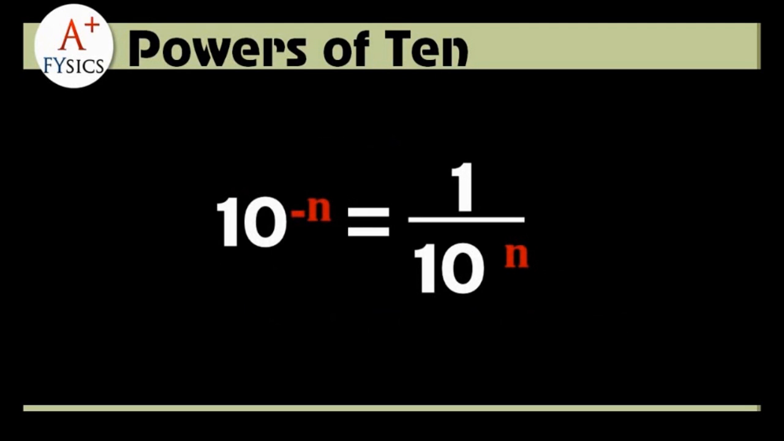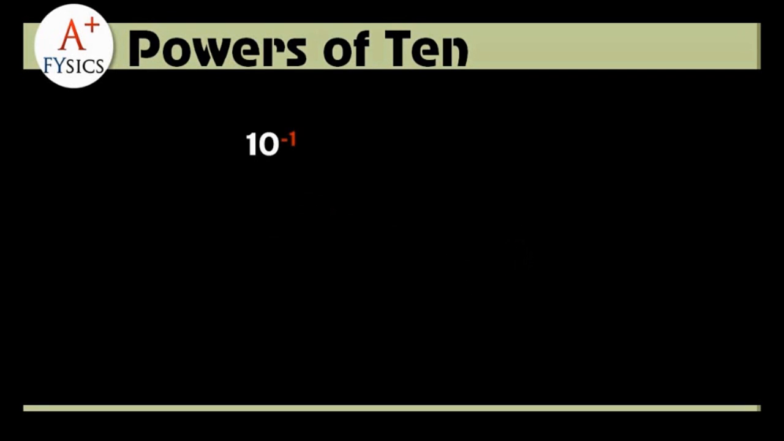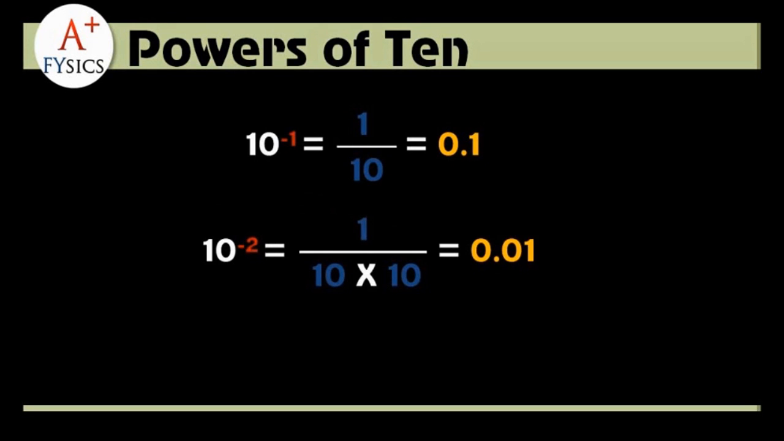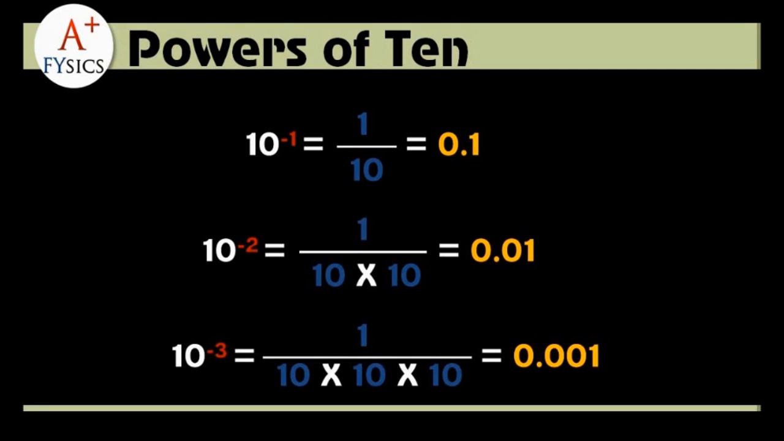What if the powers are negative? What does it mean then? Writing 10 to the power of negative n means that we have 1 divided by 10 to the power of n. Let's have an example to better explain this. If I write 10 to the power of negative 1, then what I mean is 1 divided by 10, which is 0.1. But if I write 10 to the power of negative 2, then what I mean is 1 divided by 10, and that 10 is multiplied by 10, which is 0.01.